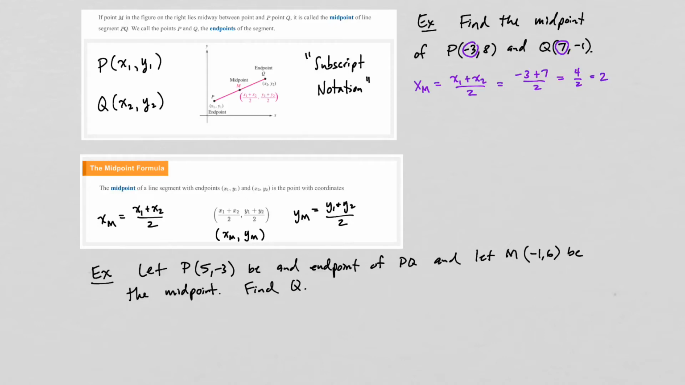And this gives us the x coordinate of the midpoint is 2. For the y coordinate, we do the same thing, but we add the y coordinates and divide by 2. And the y coordinates are here and here. So this is going to be 8 plus -1 divided by 2, 7 divided by 2. And we'll just leave it like that. And so the midpoint is the point 2, 7 over 2. And that's how we can write that answer.